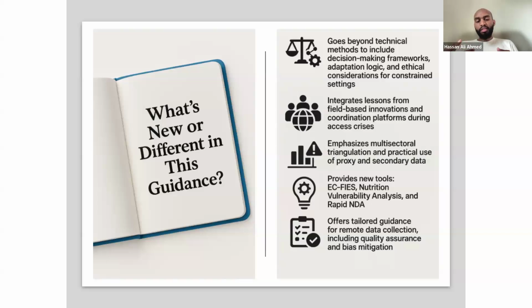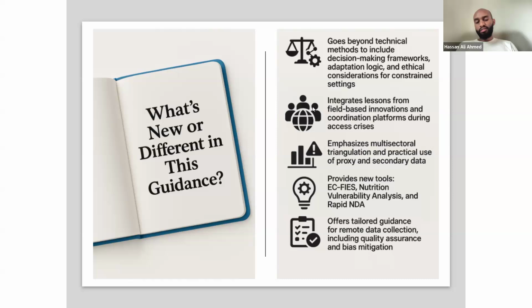Second, it's grounded in real-world experience. So we wanted to make sure that we are not providing any information that is not applicable in the field context. So the guidance reflects lessons from countries that have innovated out of necessity, for example, using screening data collected during health campaigns or enabling communities to report milk measurements via SMS. Third, there is a strong emphasis on multi-sectoral data triangulation. That means combining nutrition indicators with food security, health, WASH, and social protection data to generate a more complete understanding of nutrition risk.